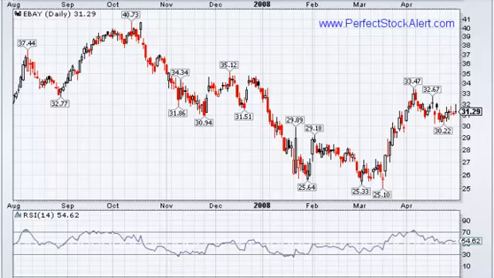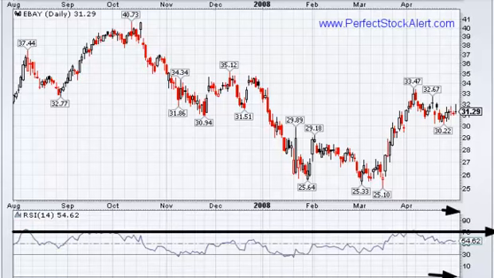Grab the tool up there. Alright, 100 will be up at the top and 0 will be at the bottom. Mark that. Traditionally, and according to Wilder, RSI is considered overbought when above the 70 line, this line right here, and oversold when below the 30 line.